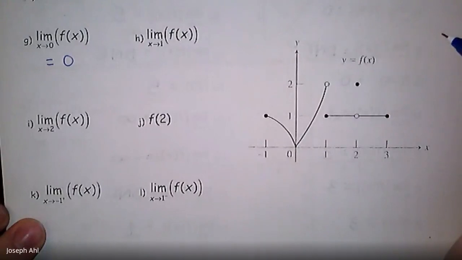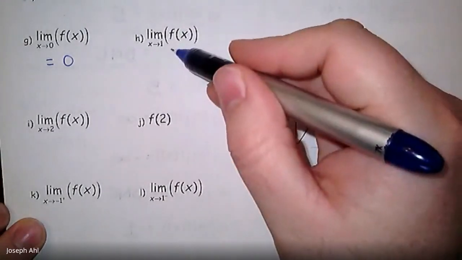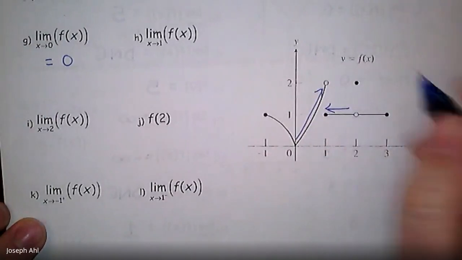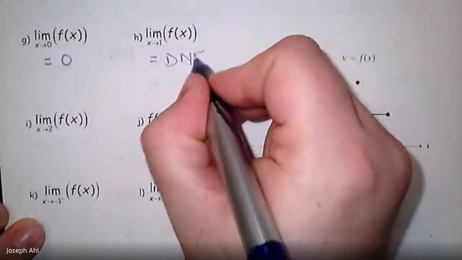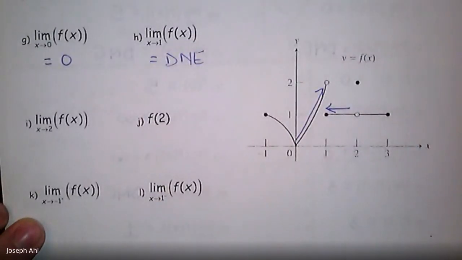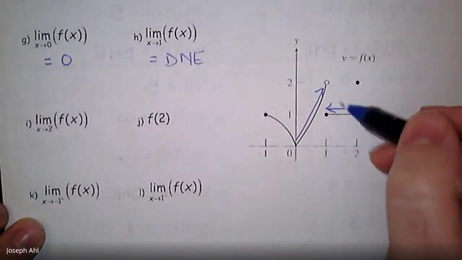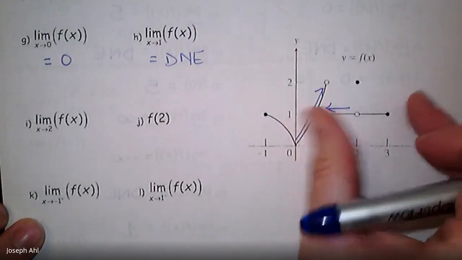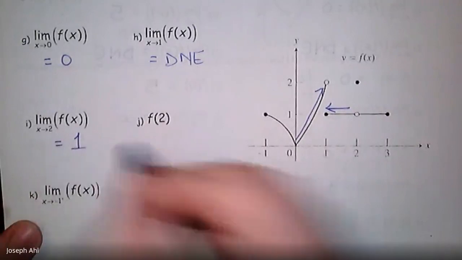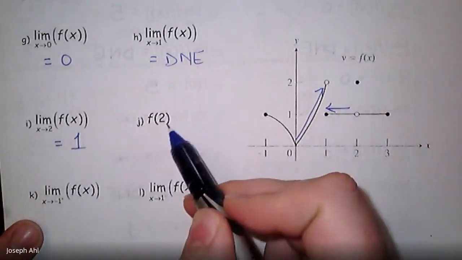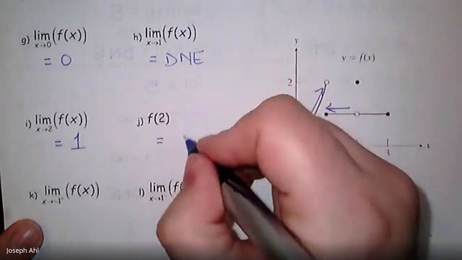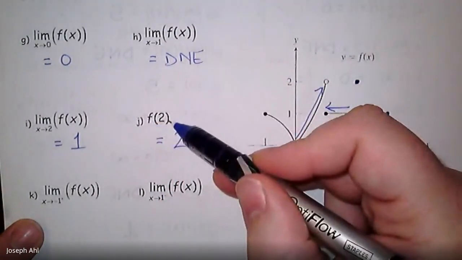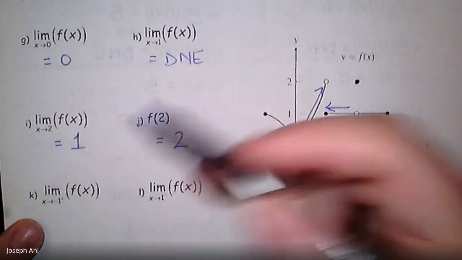Let's go across the way here. Limit as x goes to 1. From the left side and from the right side, am I getting closer to the same value? Nope, does not exist. Is it working for 2, as I approach 2 from the left and from the right? Yeah, coming in from the left and right hand side of 2, I'm getting closer and closer to 1. But f of 2 is 2. It's where the closed circle is. That's the function value at 2. It doesn't have to match the limit.